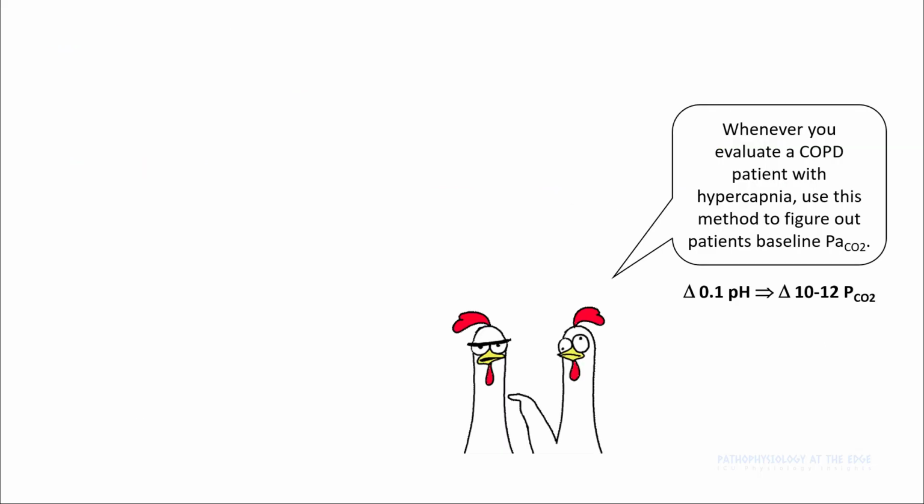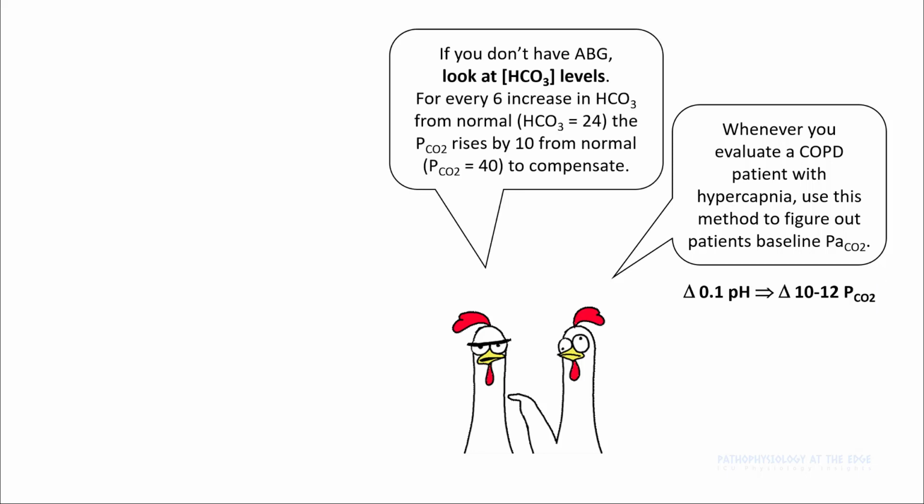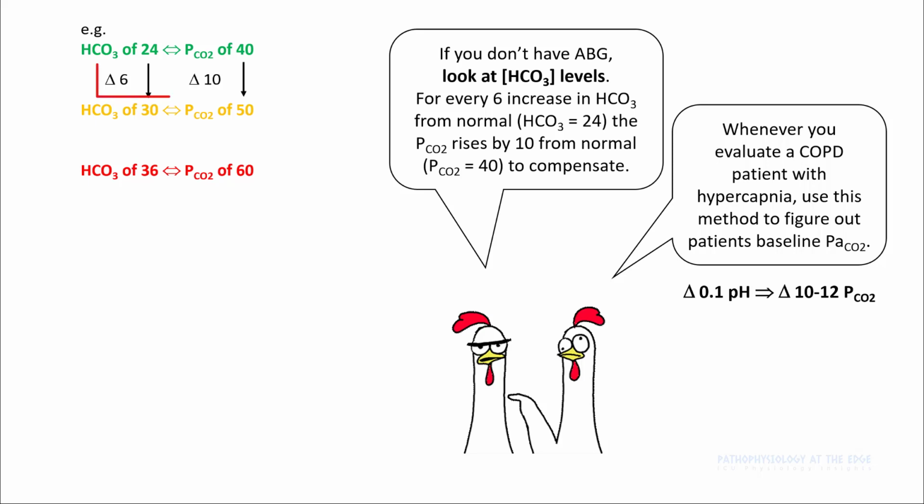So whenever you see a patient with COPD with hypercapnia, use this method to figure out where the patient's baseline is. Know that a change of 10 to 12 of PCO2 will drop your pH by 0.1. If you do not have an ABG, you can look at the bicarb levels when the patient arrived to the hospital, and that would give you some idea, because a 10 rise in PCO2 would be compensated by a 6 rise in bicarb. So it means that if your normal was 24 and 40, an increase of PCO2 from 40 to 50 will be compensated by an increase of 6 of bicarb, that is from 24 to 30, and so on and so forth.